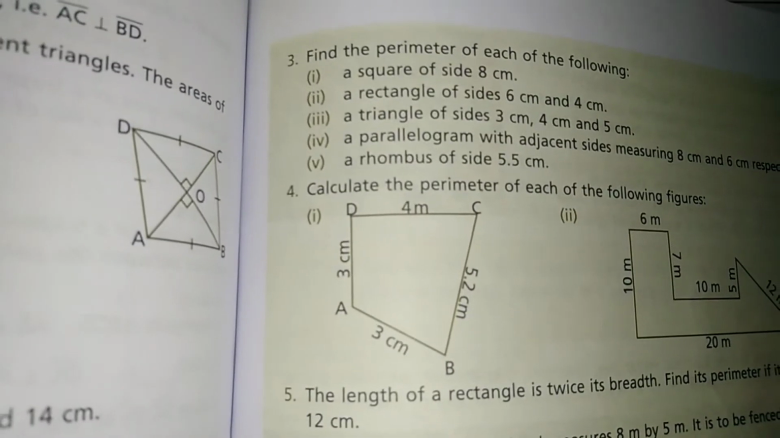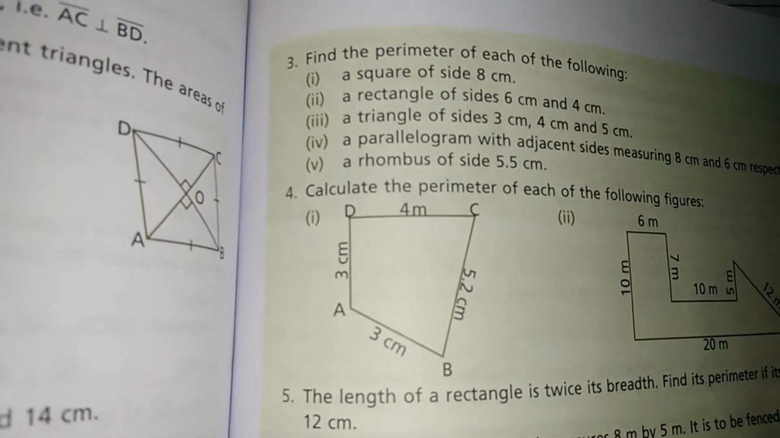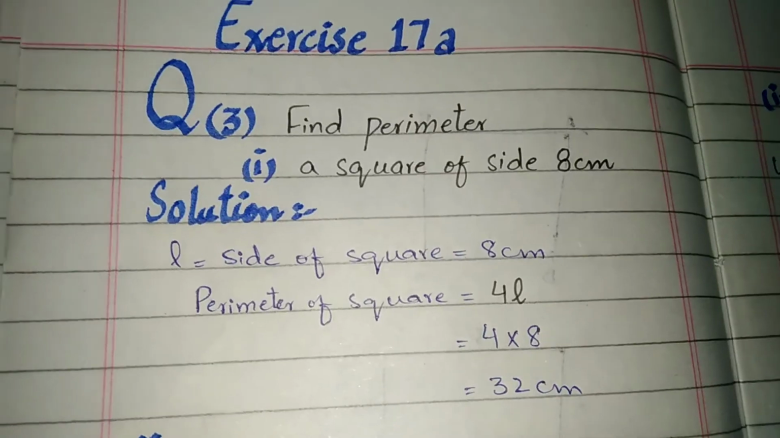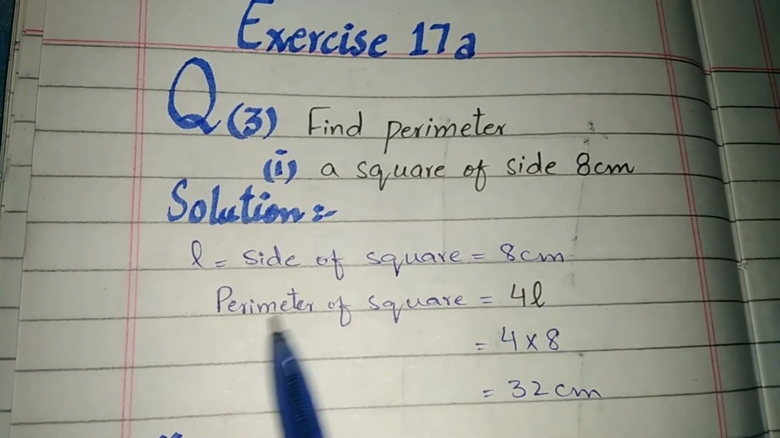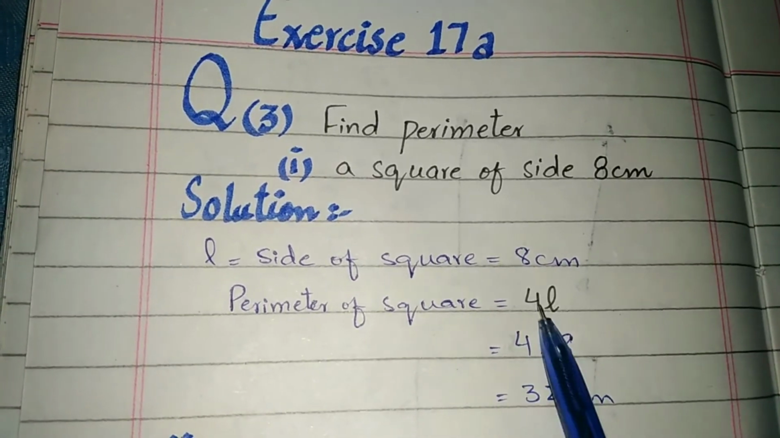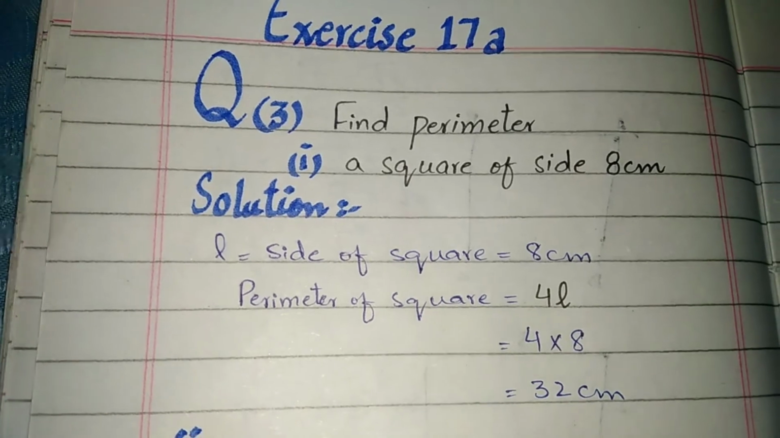First part is a square of side 8 cm. Square. The perimeter of a square formula we have already read. The perimeter of a square is equal to 4L. So length is equal to the side of the square, which is 8 cm, and the formula we just read is 4L. 4 multiplied by side 8. 4 times 8 is 32 cm. This is the answer.